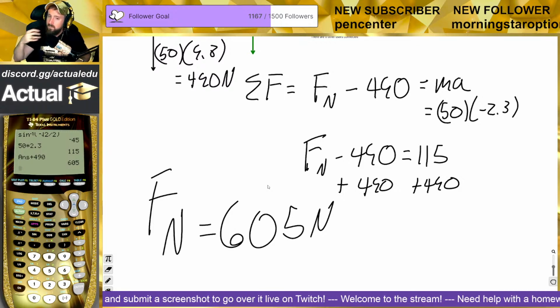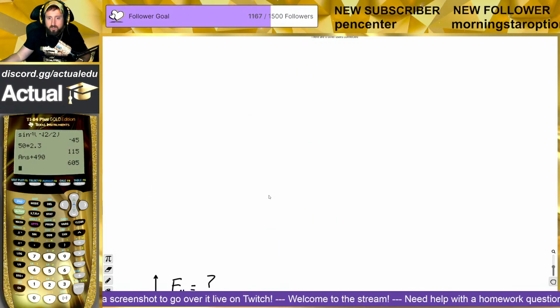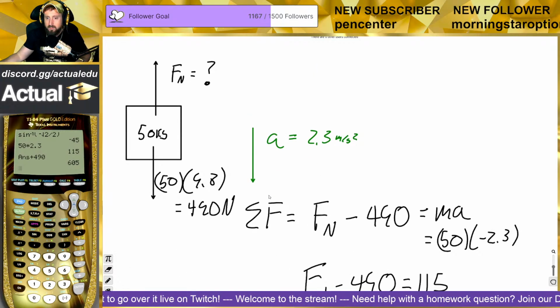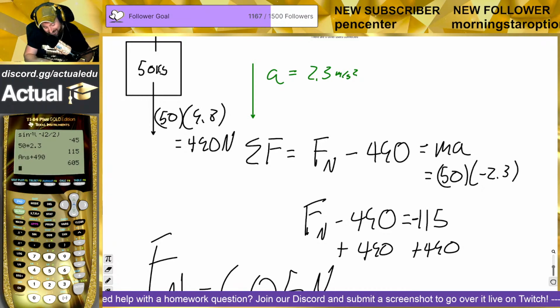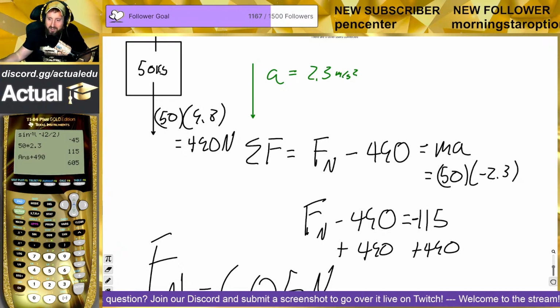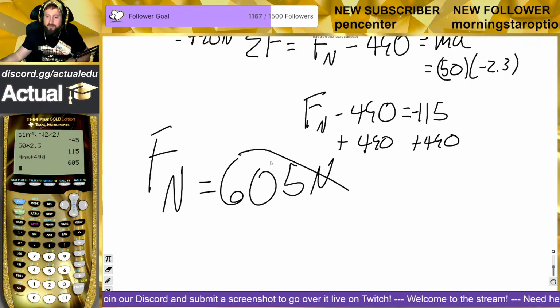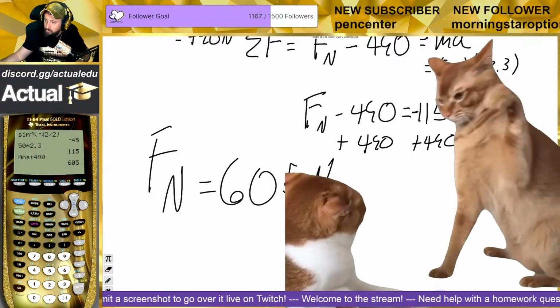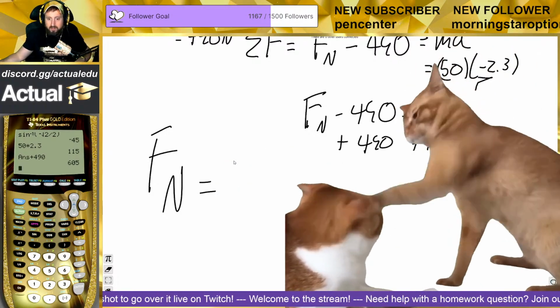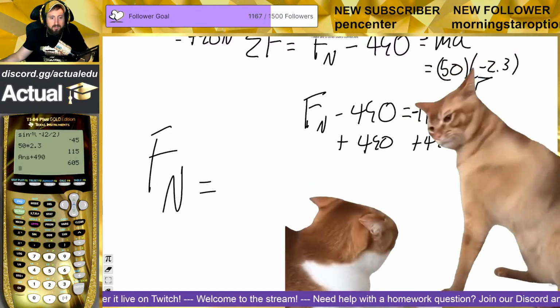Wait. If the roller coaster's going down, wouldn't you feel? Did I do something wrong here? Oh, I did. Jeff, thank you, Jeff. This is a negative. Jeff gets another save today. Double saves. Okay, yeah, sorry. It's not 605 because I forgot the minus sign on this. I'm really disappointed in myself. It happens sometimes. But it's okay.